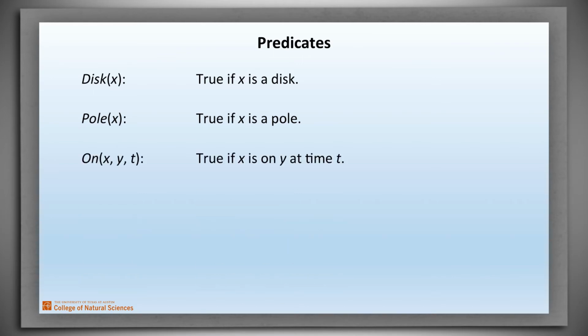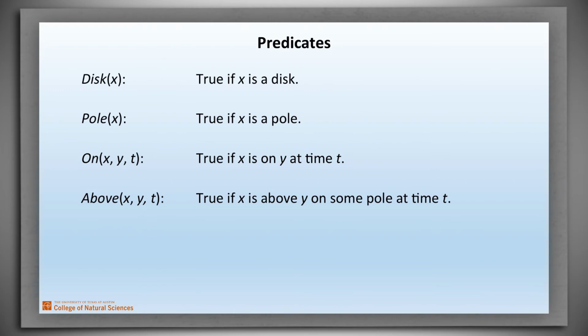We're going to talk about disks being on poles at particular points in time. So on of x, y, and t is true just if x is on y at time t. We need to be able to talk about disks being on top of each other, again, at a particular time. So above of x, y, and t is true just in case x is above y on some pole at time t.